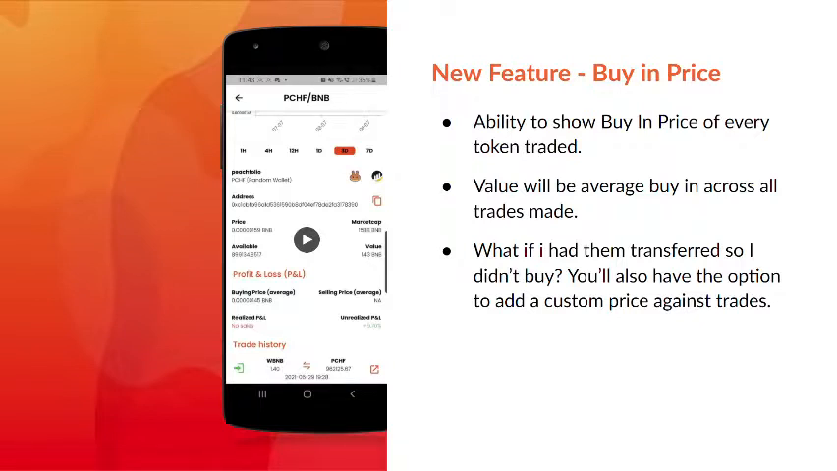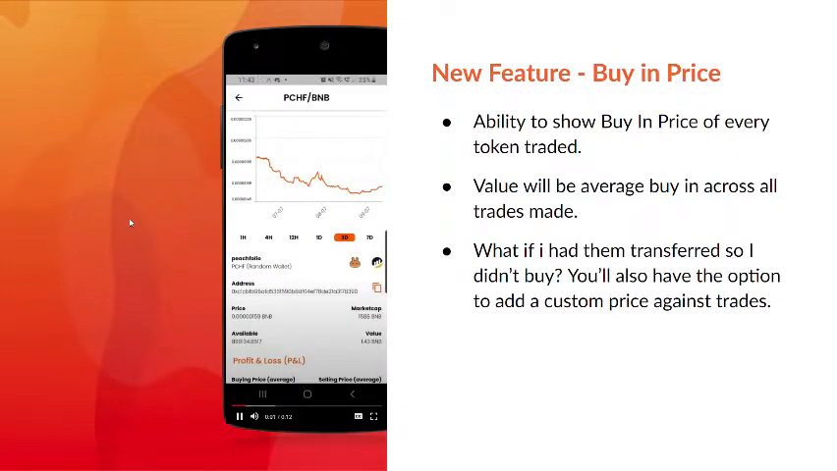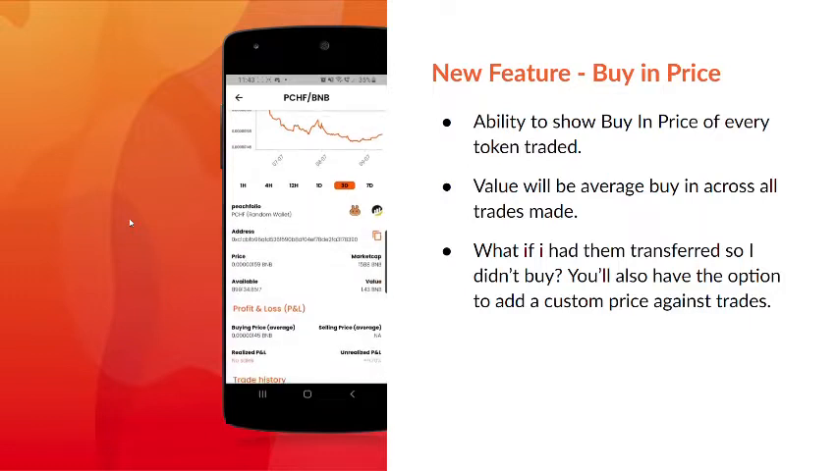And also we acknowledge that if you've transferred from another wallet and you didn't actually buy a token in that specific wallet, you will have the option to add a custom price against that trade yourself if you need to. So we've got a very short video here, just shows you this functionality within the app, and hopefully you'll be able to see it okay.